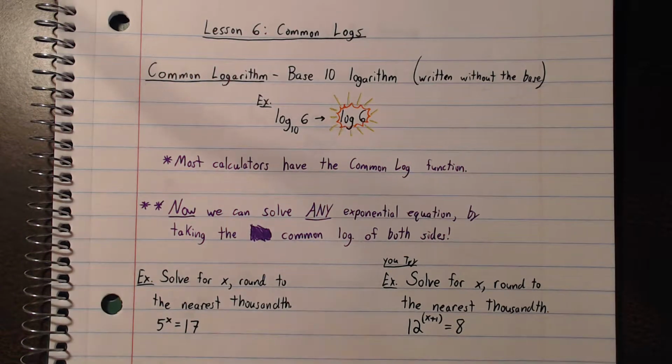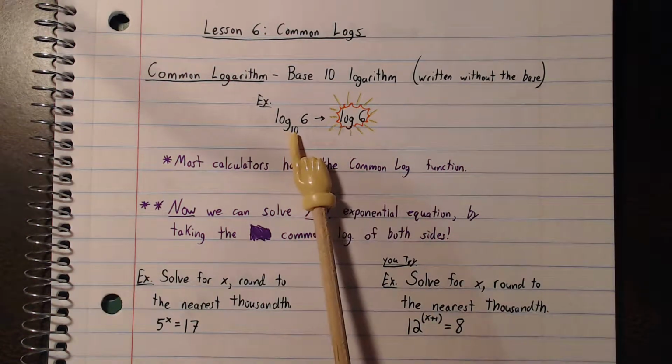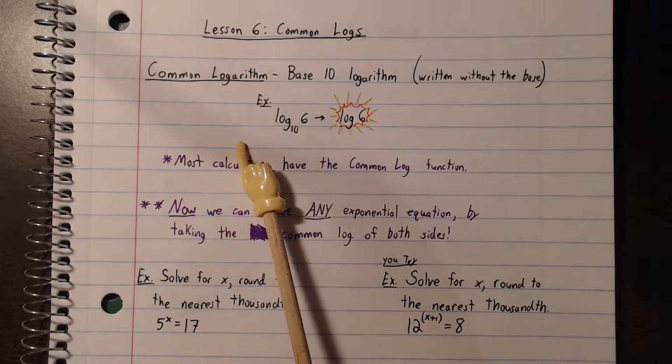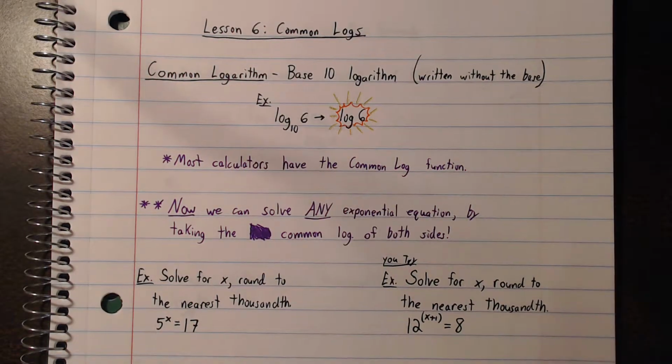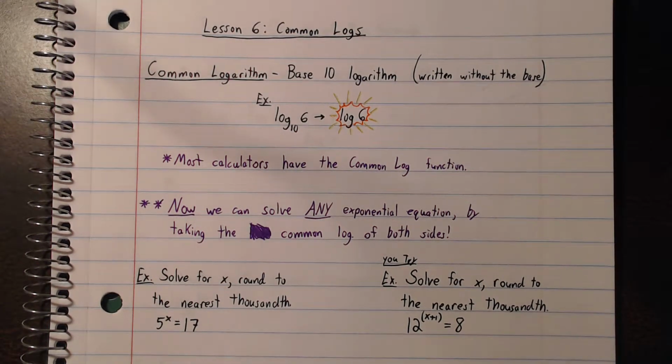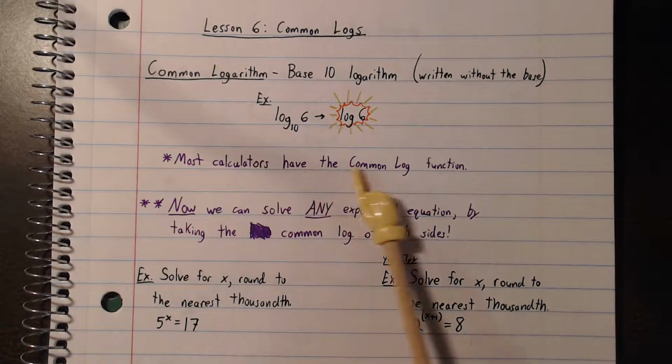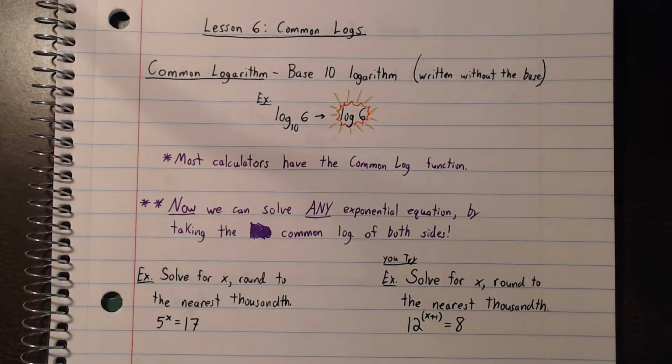Why are they so common? Well, think about it, right? If you have 10 as your base, that means you're going to end up with 10 to the power of something, right? And 10 to the power of something, we're just multiplying 10 times 10 times 10 times 10, right? So they're really actually kind of easy to work with. And because they're so common, most calculators have the common log function, which is good because we're going to learn some tricks using the common log.